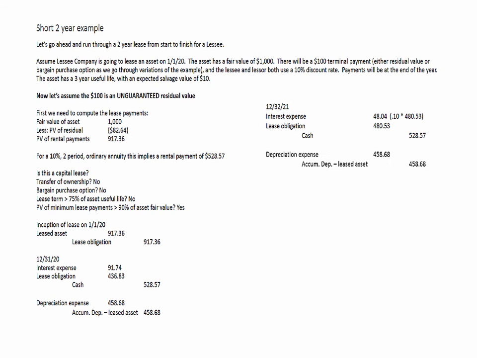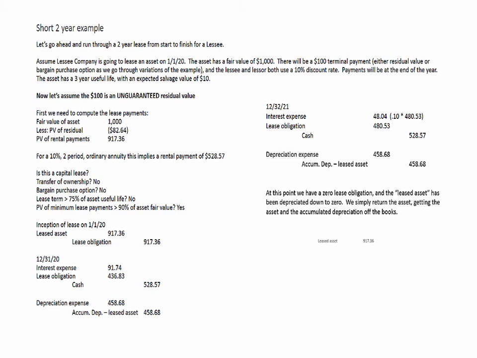In any event, we take another year's worth of depreciation expense, and at this point, the lease obligation has been paid off down to 0. The leased asset has been depreciated down to 0. So all that matters is basically we have to return the asset, getting the leased asset and its accumulated depreciation off the books. So we go ahead and credit leased asset and debit accumulated depreciation.